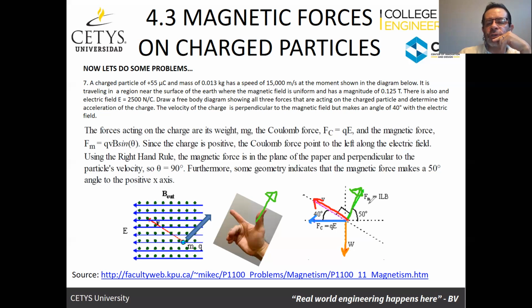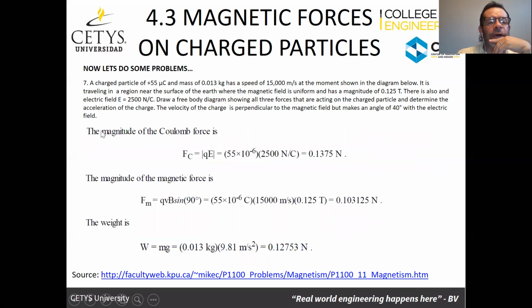So the force regarding the magnetic field is going to be the force relating to the movement of the charge and the magnetic field. The force regarding the electrical field is going to be the charge multiplied by the electrical field. And we know that the gravitational force is going to be mass times gravity. And so with that information, we can do the calculations.